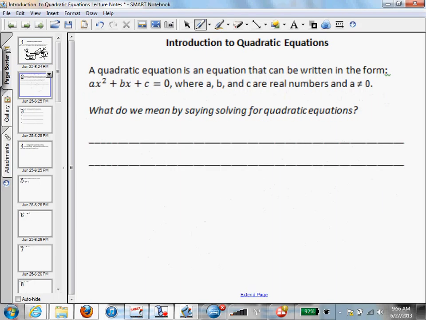Okay, continuing our introduction, a quadratic equation can be written in that form, and what you're going to be asked to solve, and that means to look for the roots, or in other terms, where the function, and yes, quadratic equations will be functions, intercepts the x-axis.